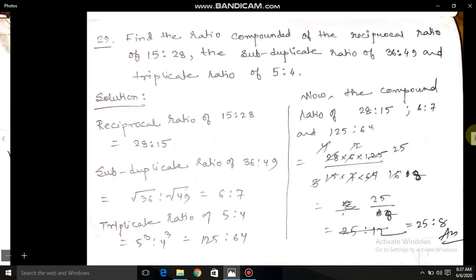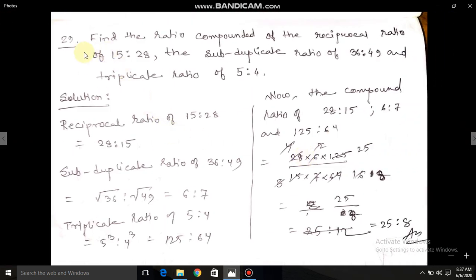Now let us move to number 29. Number 29 says find the ratio compounded. Now we'll have to find a compound ratio. We'll have to find the compound ratio of which ratios? These are the ratios: one will be the reciprocal ratio of 15 is to 28. The other will be the subduplicate ratio of 36 is to 49. And the last one will be the triplicate ratio of 5 is to 4.